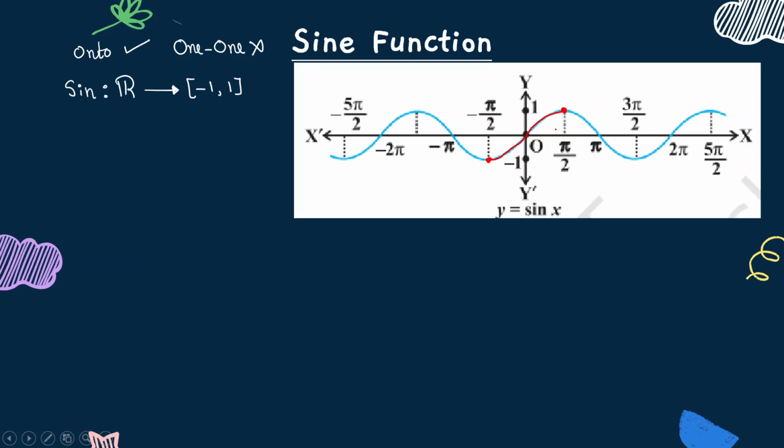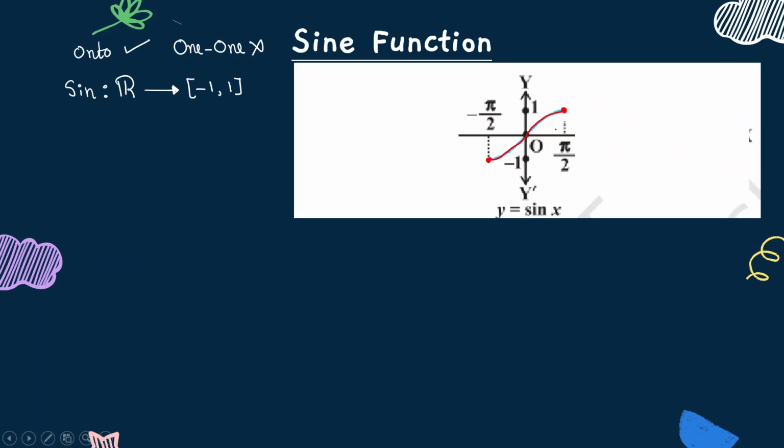So from minus pi by 2 to pi by 2, if I consider only this much as my domain and remove the rest of the part, then my sine function, considered from minus pi by 2 to pi by 2, goes to the range from minus 1 to 1. Now this sine function is going to be 1-1 as well as onto. So this function will definitely have an inverse.